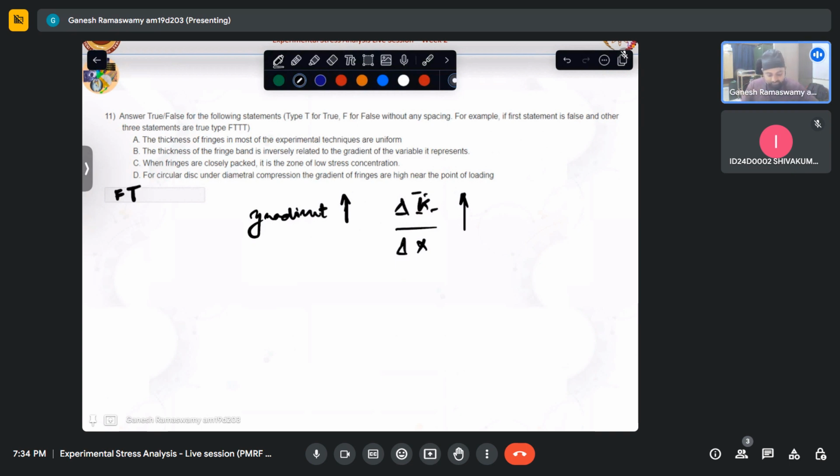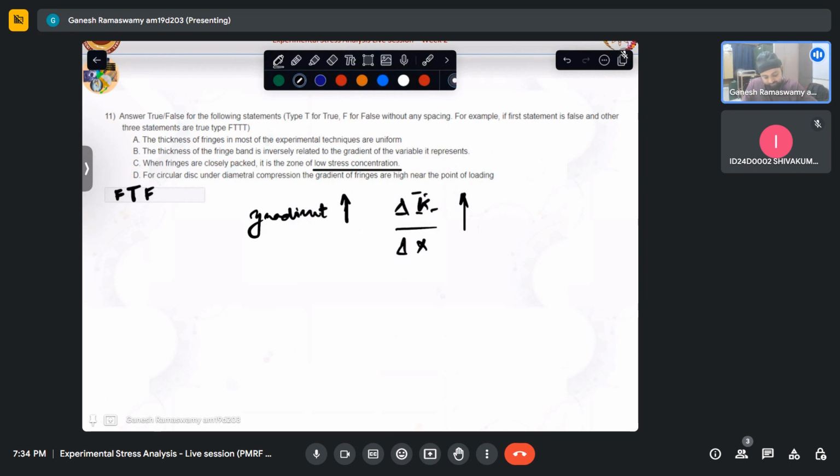When fringes are closely packed, it is in the zone of low stress concentration. Now, when there is low stress concentration, we generally see that these fringes will be spaced out. For example, in a case of uniaxial tension, it is spaced out throughout the domain. It is uniform color. Whereas as soon as we put a hole, there is some concentration near that hole. And as that turns into an ellipse and into a crack, more and more fringes get closely packed near that stress concentration zone, where the stress concentration is high and not low. So this is clearly false.